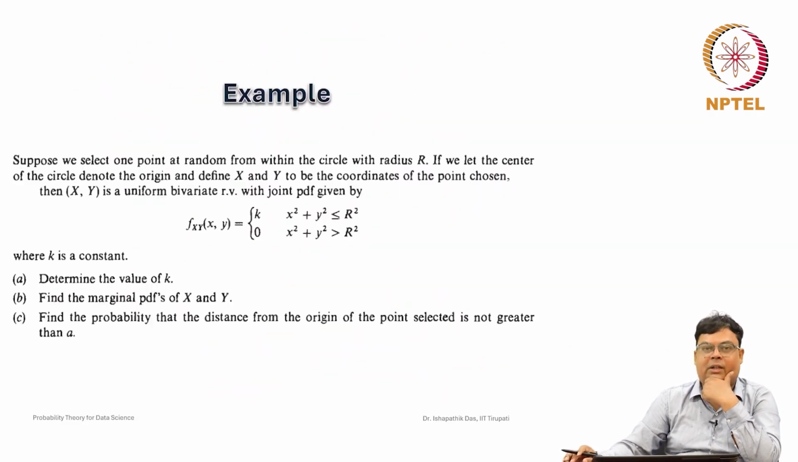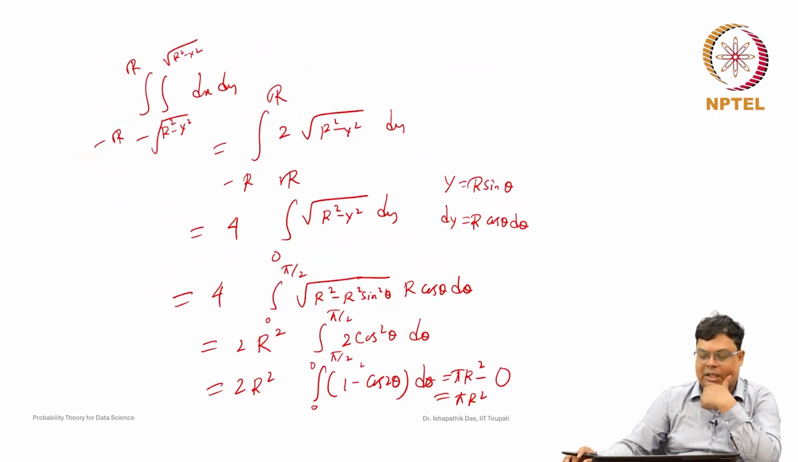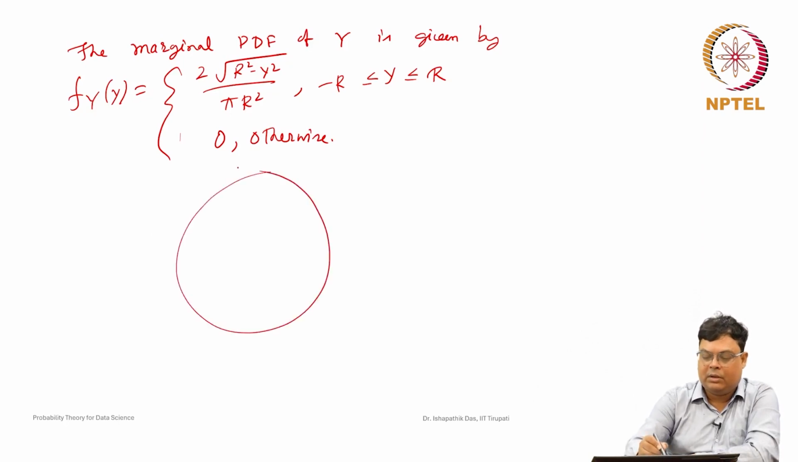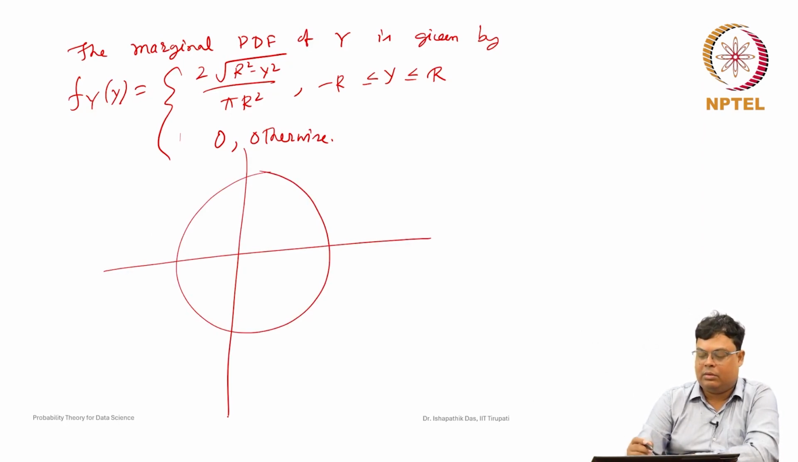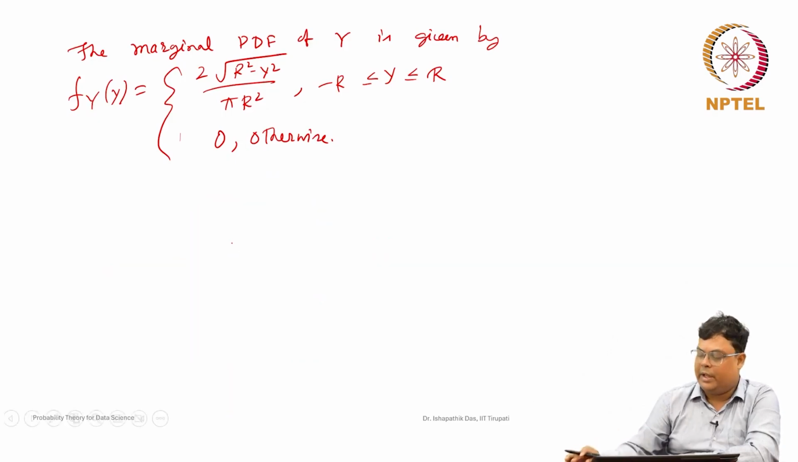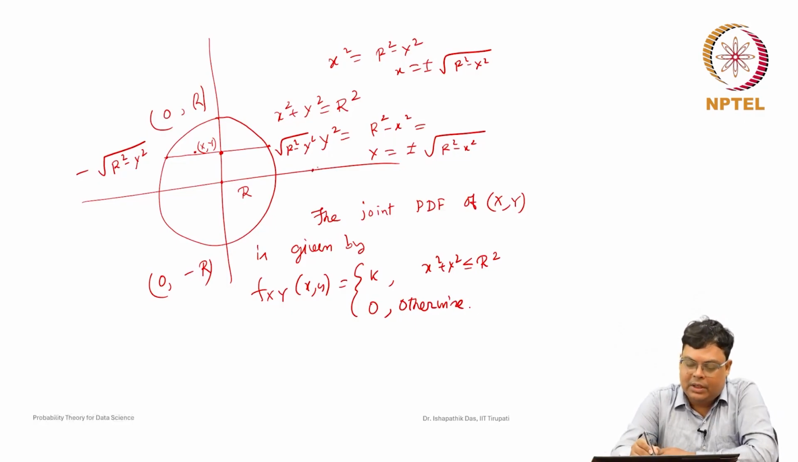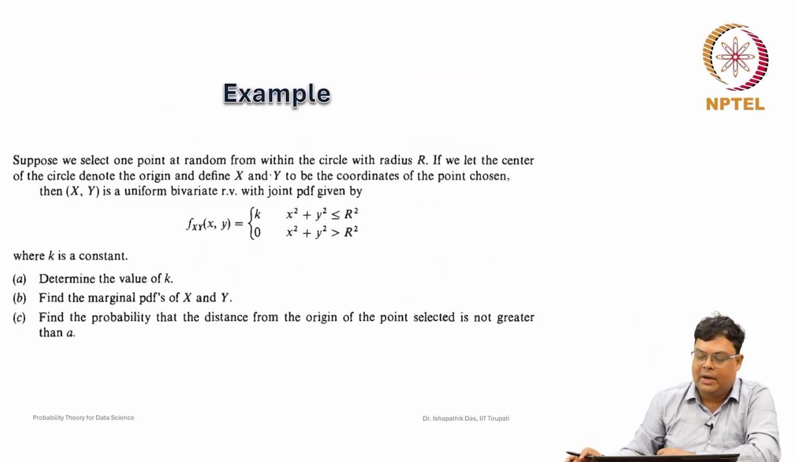So, let us see what the other problems are. Find the marginal probability density function of x and y. Find the probability that the distance from the origin of the point selected is not greater than a. So it is asking about the distance from the origin. Already we have this image. Now this is for any a, suppose a is any radius. So what will be the probability that the distance from the origin will be not more than a?